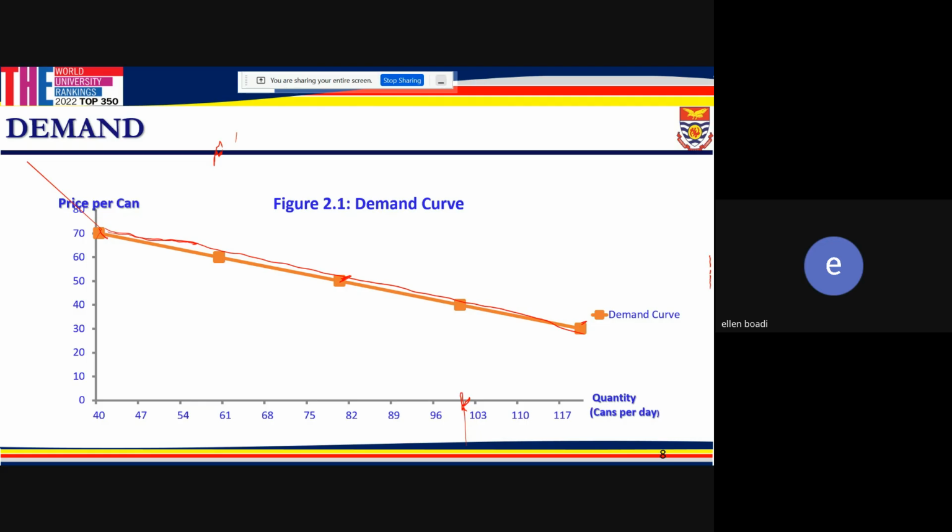When you put the relationship in the form of a table, a tabular representation, as we did in the schedule, you call it a demand schedule. When you put it in the form of a graph, you call it a demand curve. The same information, but in the form of a graph. The demand curve is a graphical representation of the relationship between price and quantity of the commodity. Is it clear?